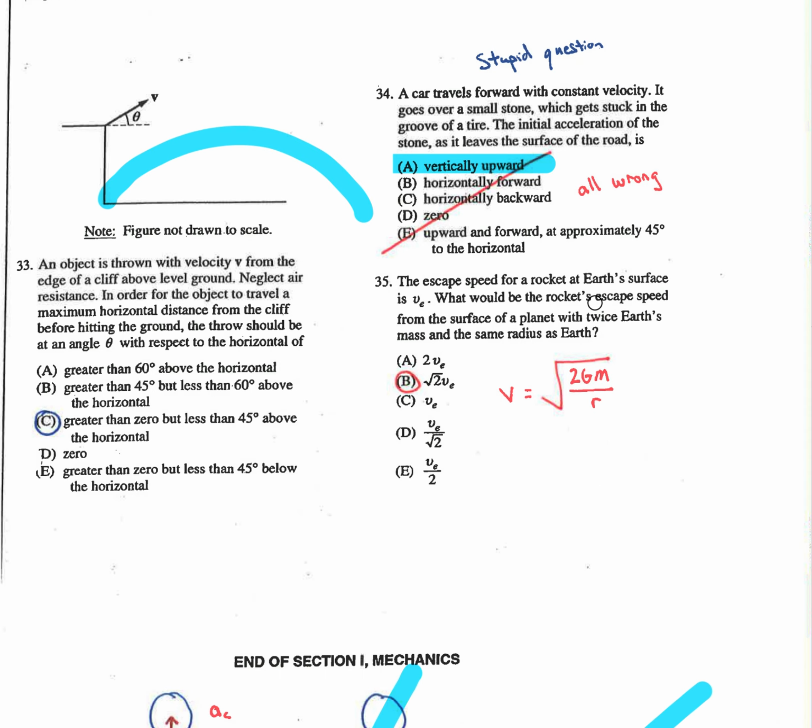The escape velocity, that's just an escape velocity formula. Escape velocity, orbital velocity, you've got to know it. If you know it, then boom, you're done. Because if you just double the mass, you increase the velocity by the square root of 2, because v is related to the square root of m.